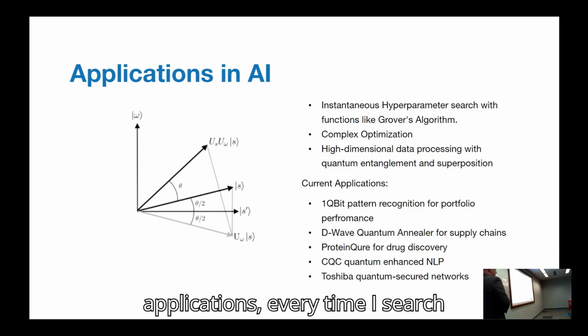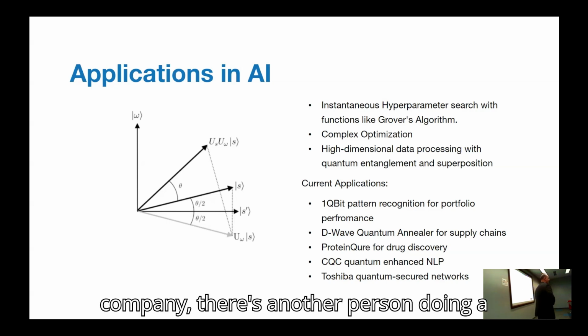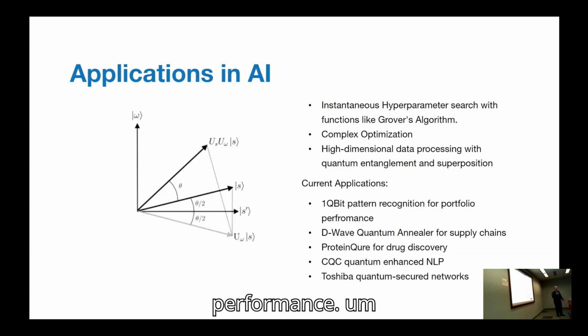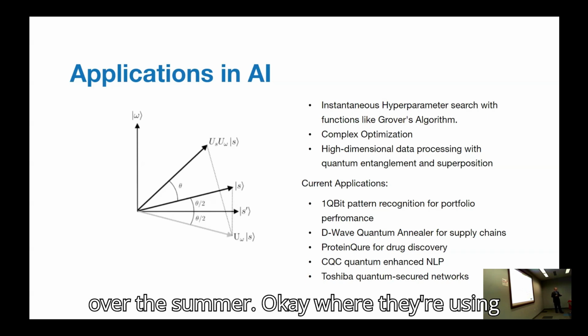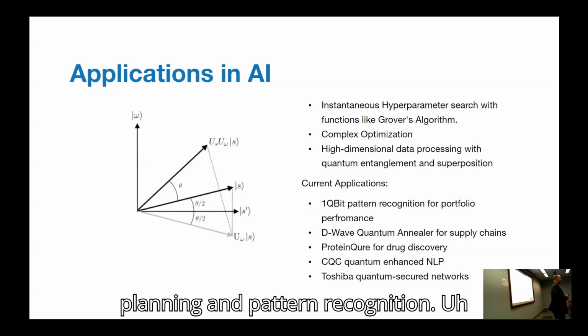Current applications. Every time I search it, there's another one. There's another company. There's another person doing a great thing with it. One qubit is doing pattern recognition for portfolio performance. Tom and Dr. Lee did some stuff with that over the summer, where they're using quantum AI for financial planning and pattern recognition.